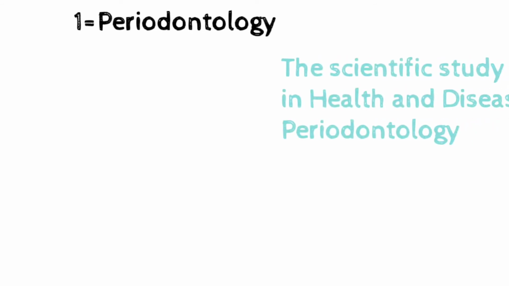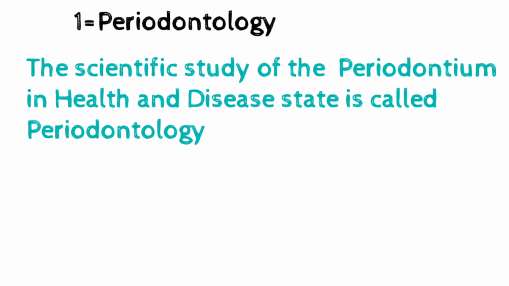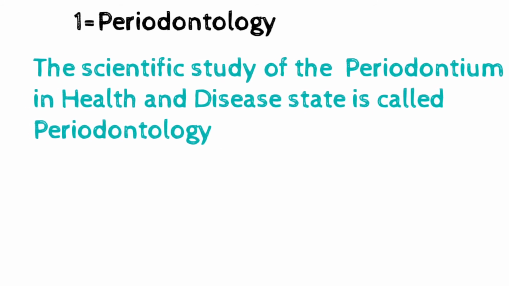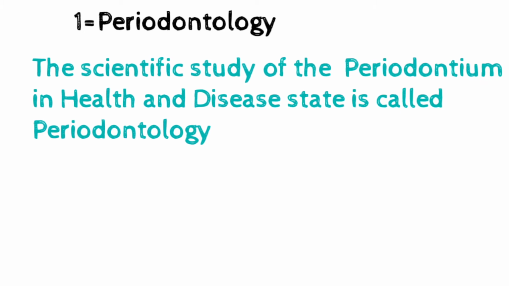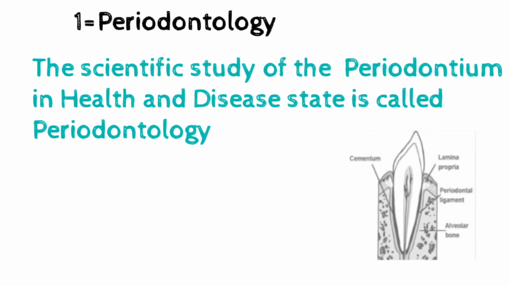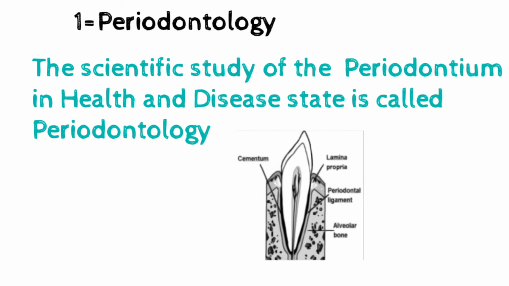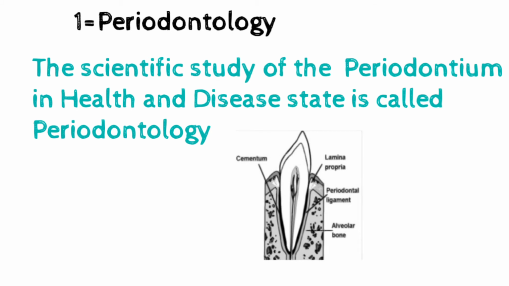Now first we start from the definition of periodontology. How do we define periodontology? The scientific study of periodontium in health and disease state is called periodontology. Mean scientific study of periodontium in healthy or disease state. Now periodontium consists of 4 components: cementum, alveolar bone, PDL, and part of gingiva facing the tooth.